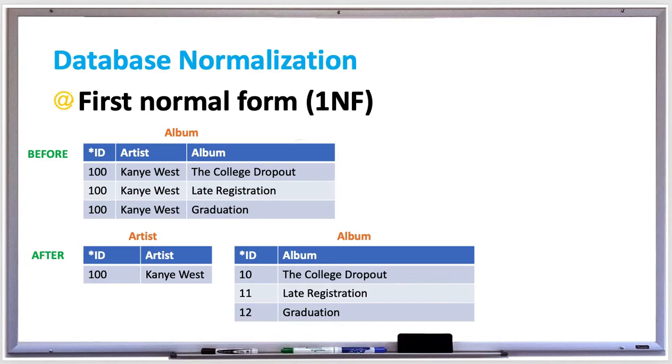So let's create a separate table called Artist, which just has 1 row for Kanye West with ID of 100. And then, since Kanye West had those 3 albums, College Dropout, Late Registration, and Graduation, we can put those in a separate table called Album and give a separate ID to each one of those albums.